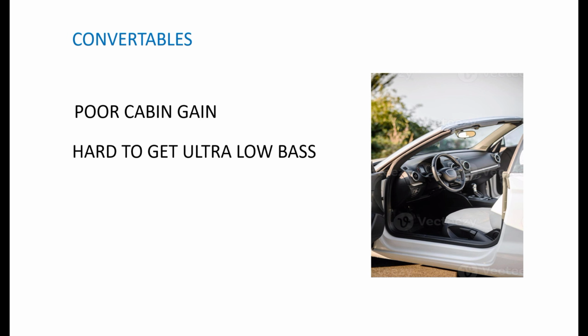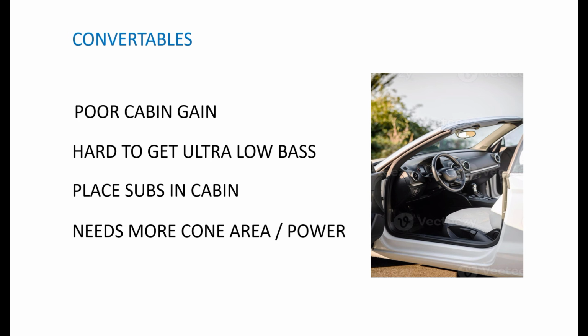And it's much more difficult to attain in convertibles. So if you have a convertible, certainly one thing you can do to help your bass is to have the subs in the cabin, and of course more cone area and power will help as well. And now it's often quite difficult to achieve both of those goals, because in convertibles often the trunk of the car is where the roof is stored when it's folded down, so you can't really put big amplifiers and subwoofers in that area unless the roof is removable somehow.